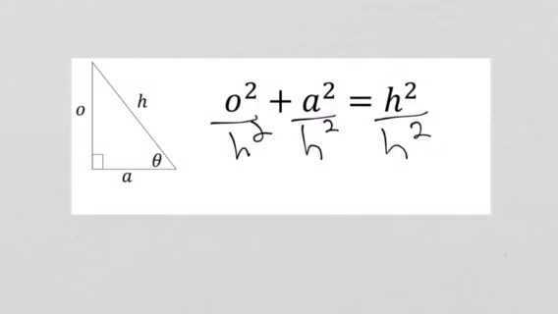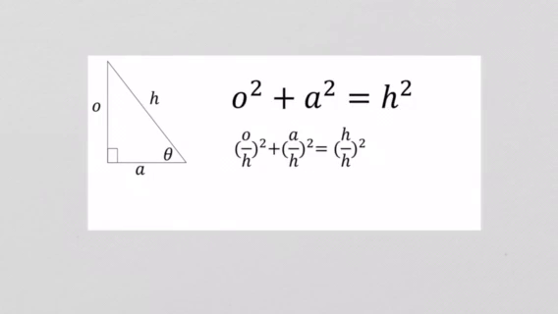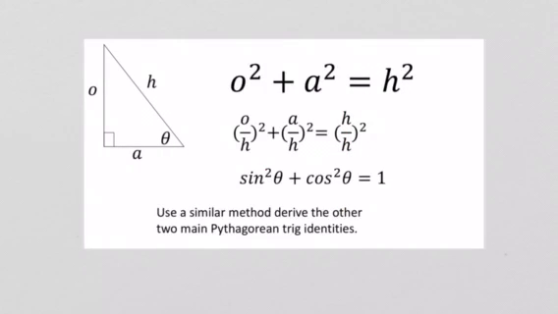So if we divide this side by h squared, we have to divide this side by h squared. So what is that going to give us? Well, if we have O squared over h squared, that's the same as O over h, squared, plus A over h squared equals h over h squared. But now what's this going to be? Well, these h's are just going to cancel, and this is just going to be 1. So we have O over h squared plus A over h squared equals 1.